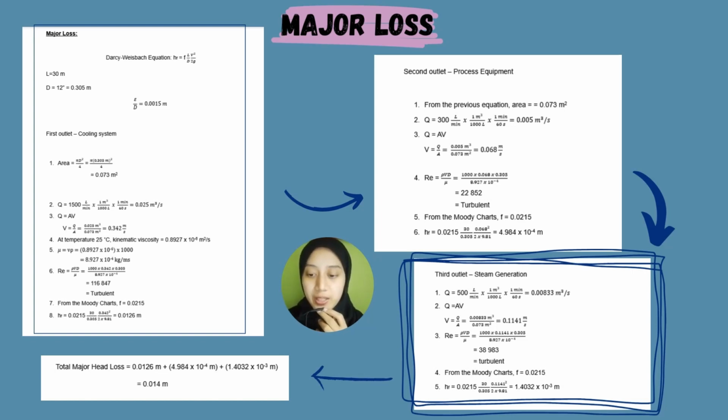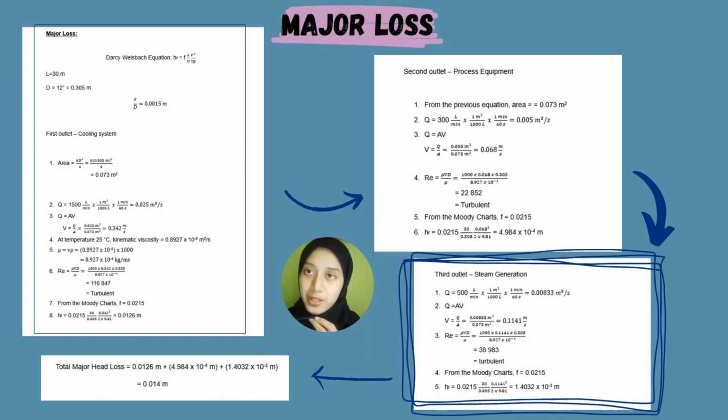Then the given flow rate is 1,500 liters per minute, and we convert it to cubic meters per second, and we get 0.025 cubic meters per second. Then we find the velocity using the flow rate equation, Q equals A times V, and we get 0.342 meters per second. We assume the temperature is 25 degrees Celsius, so the kinematic viscosity is 0.8927 times 10 to the power of negative 6 square meters per second, and mu equals nu times rho, and we get 8.927 times 10 to the power of negative 4 kilograms per meter second.